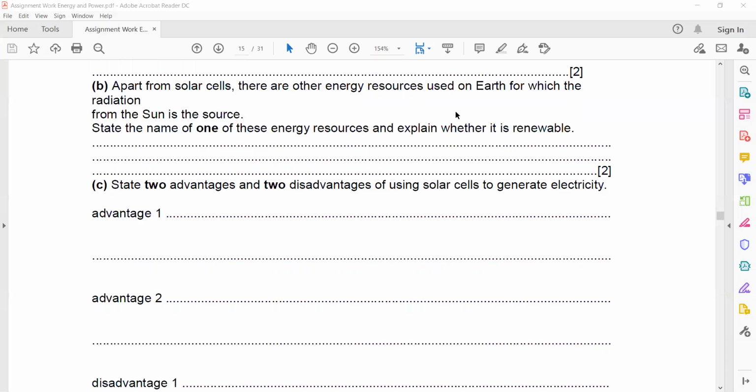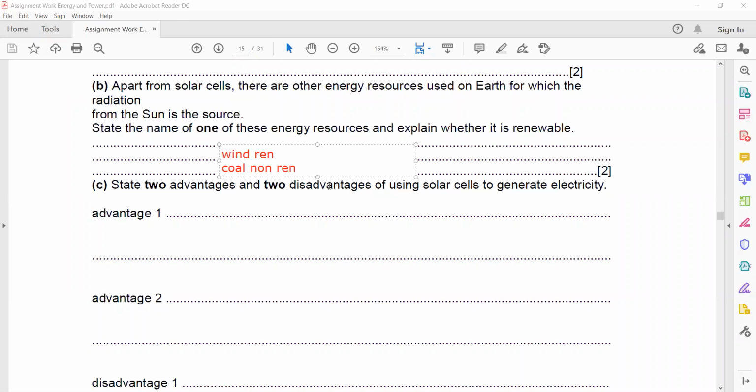So if you mention fossil fuel, then it will be non-renewable. But for example, if a student mentions wind here, then it will be renewable. But if a student mentions, for example, coal, oil or gas, then your answer should be non-renewable. So this answer may vary according to the example which you give.